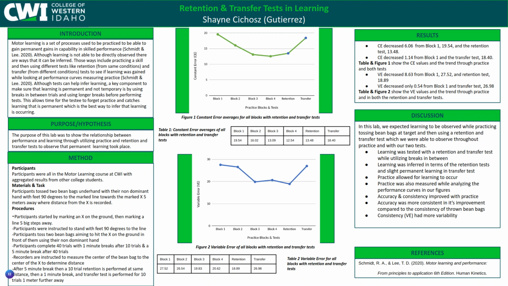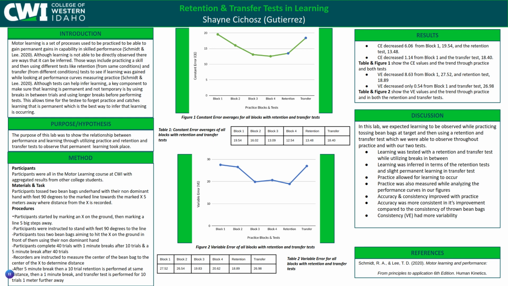Although tests can help infer learning, a key component to make sure that learning is permanent and not temporary is by using breaks in between trials and using longer breaks before performing those tests. This allows time for the testee to forget practice and catches learning that is permanent, which is the best way to infer that learning is occurring. So, for the purpose of this lab, we wanted to show the relationship between performance and learning through utilizing practice and retention and transfer tests to observe that permanent learning took place.